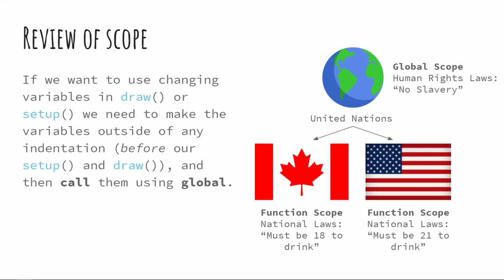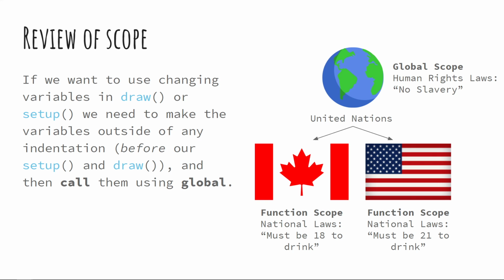So, a quick review of scope as we get into our content for the evening. If we want to use variables which change in setup or draw, we need to make those variables outside of any of our indentations. So before we put in setup or we put in draw, and then we use the global keyword to tell those segments that they need to go looking at the global level.